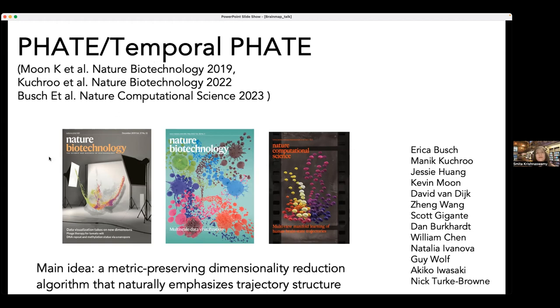development. So initially we had a method called FATE that captured manifold geometry. Then we made it multi-scale, so we were able to analyze populations with a hierarchical structure like immune populations. And then very recently we made it time varying. And this time varying visualization is good for data that has some kind of dynamic nature.